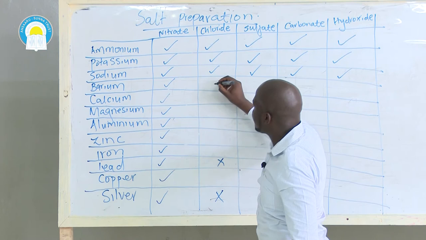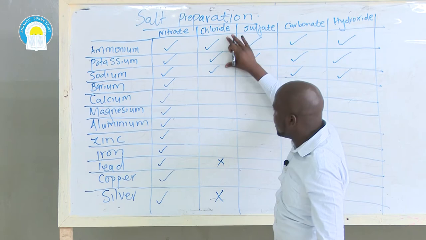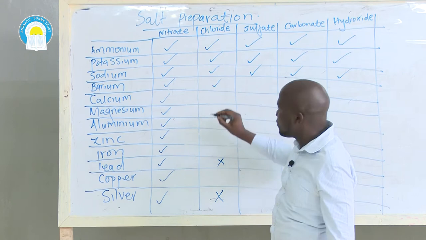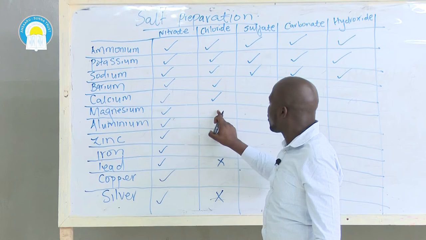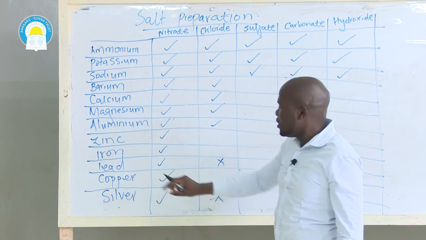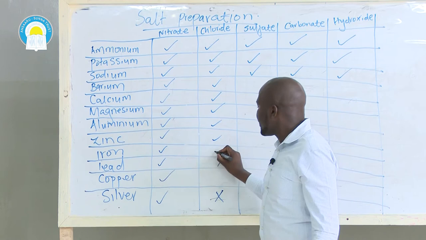So that means we start with ammonia. Ammonium chloride, potassium chloride, sodium chloride. That means they are already soluble. Then barium chloride is also soluble. Calcium chloride is also soluble. Magnesium chloride is also soluble. Aluminium chloride is also soluble. Then zinc chloride is also soluble. Iron chloride is also soluble.